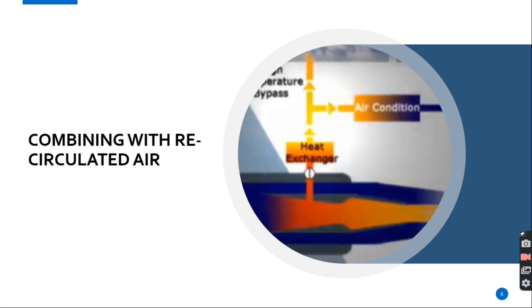Combining with recirculated air. At this point, the air has a high temperature. It will be cooled and will go through the mixing chamber. It is then mixed with recirculated air from the cabin. So it is a 50 by 50 share of recirculated air and fresh air.